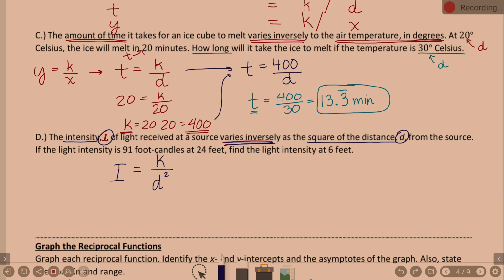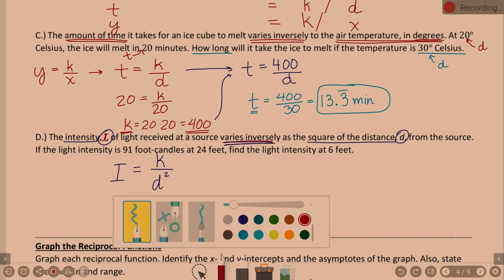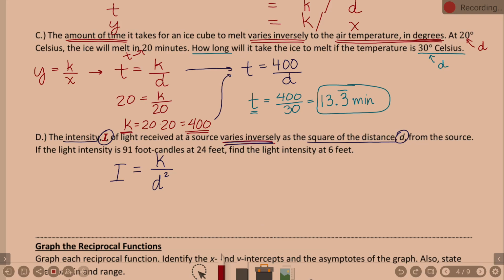What do we have here? If the light intensity is 91 foot candles, what's the variable for light intensity? I. So what's going in for I? 91. 24 feet is a distance, isn't it? Yeah. So that's D. Can we find our K value? Yes. Sure can.